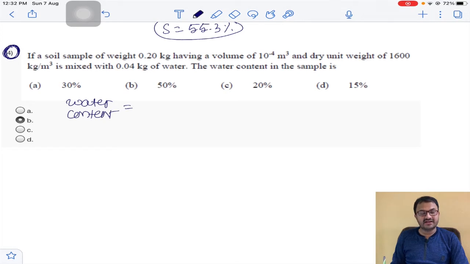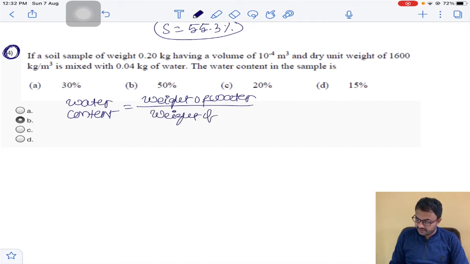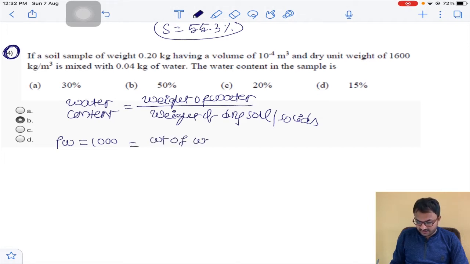Water content is weight of water divided by weight of dry soil or weight of solids. That is, weight of water divided by weight of dry soil or solids. Okay, so we know density of water rho W is equal to 1000 kg per meter cube. So what is density? Weight of water divided by volume of water.